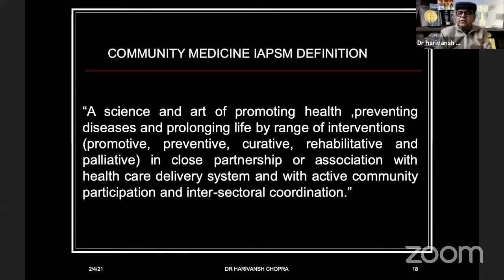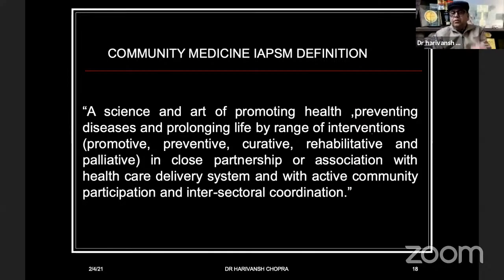I am highlighting here curative. A lot of people think community medicine or preventive medicine, you don't have to include the cure. They are mistaken. So it's a science and art of promoting health, preventing diseases, prolonging life. Again, the same definition as preventive medicine. What we have added is the range of interventions like promotive, preventive, curative, rehabilitative, and palliative. We have explained the intervention in close partnership or in association with the healthcare delivery system.